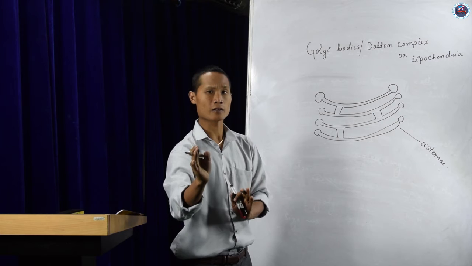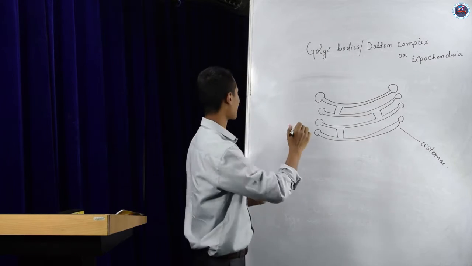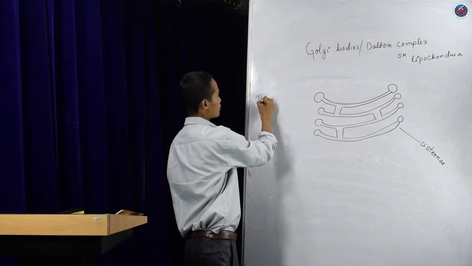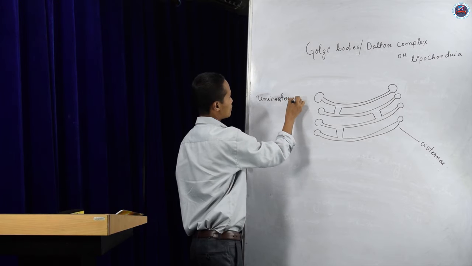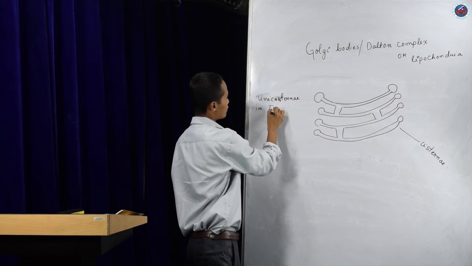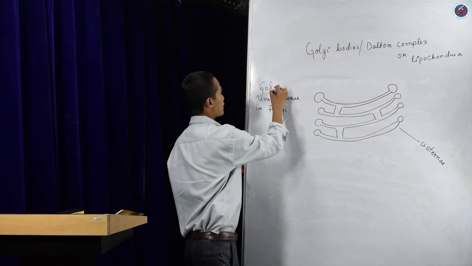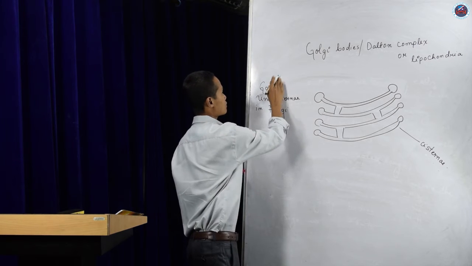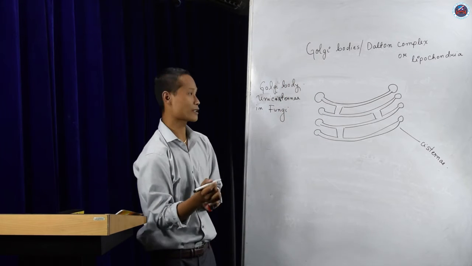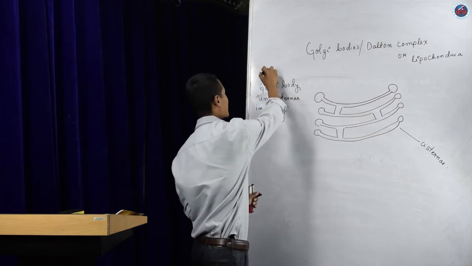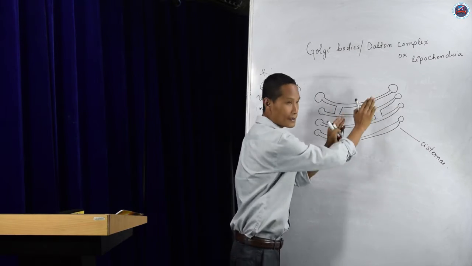Whereas in the case of fungi, it is unicisternae, which means the Golgi body has only one cisterna. Unicisternae in fungi. That is unicisternae, only one cisterna in the case of fungi. This is very important. In the case of plant or animal cells, you will find many cisternae.